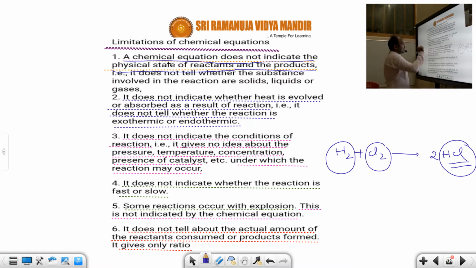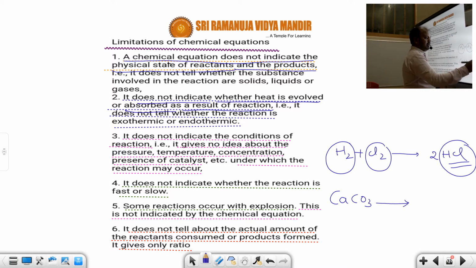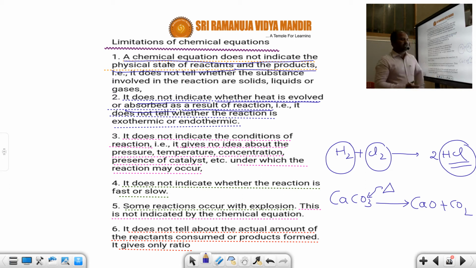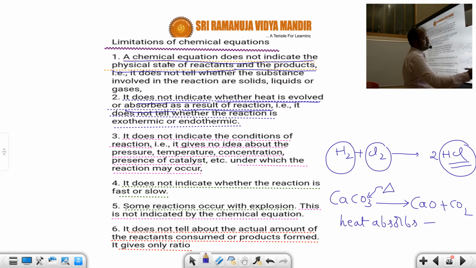And after that, the chemical equation does not indicate whether heat is evolved or absorbed as a result of the chemical reaction. For example, calcium carbonate forms two products, calcium oxide and carbon dioxide. In this chemical equation, heat energy is either required or released, and that information is not given by the chemical equation. Whenever the system absorbs heat, that is called an endothermic process.